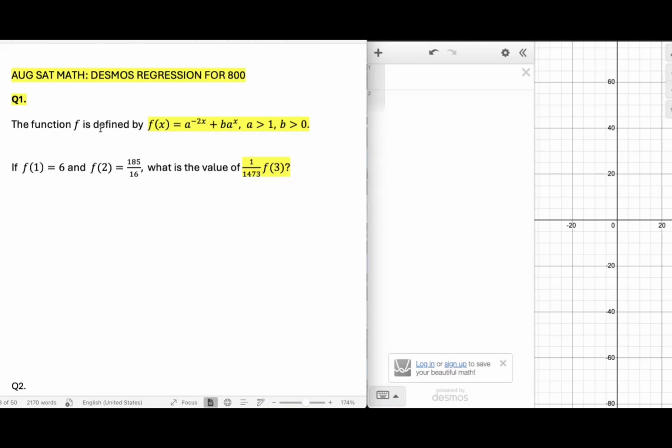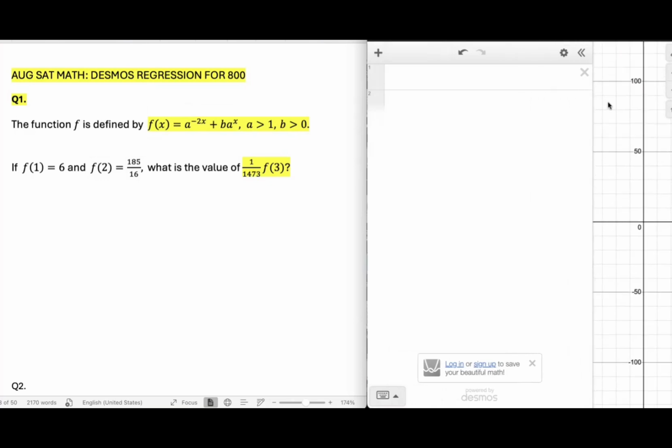First question. The function f is defined by this. It looks complex, right? Don't worry. And they give you a domain, a greater than 1 and b greater than 0, right? If f of 1 is 6 and f of 2 is that function over there, what is the value of that scary thing over there? Look, straightforward, Desmos all the way. We're going to put this in Desmos, and then we'll see how Desmos is going to answer it.